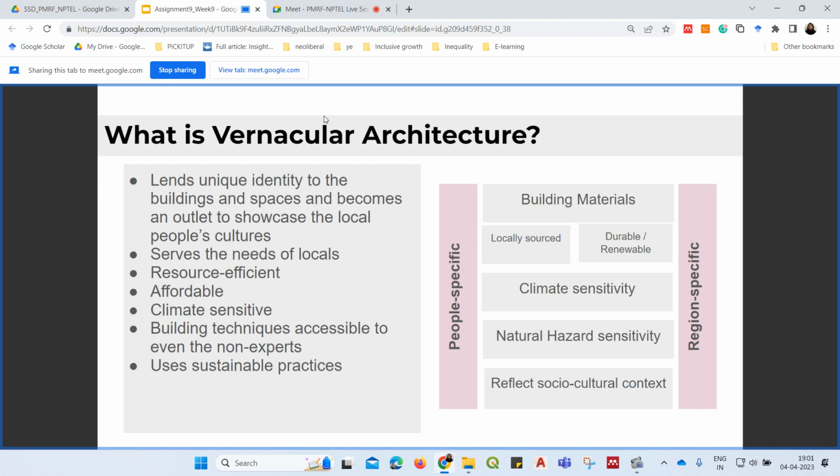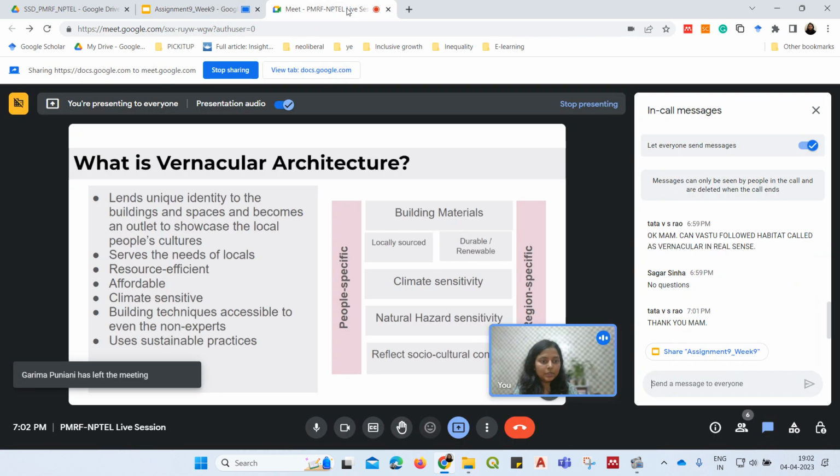So I hope it is clear that only following Vastu does not make a building vernacular. There are several other components and principles which have to be followed in the design, practice and construction of the building in order for it to be called a vernacular building. I hope it is clear.